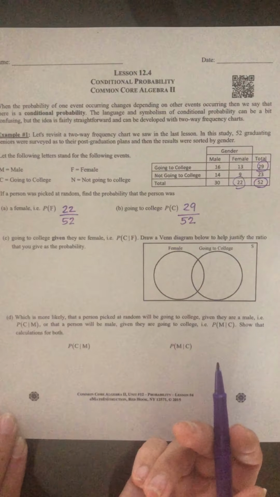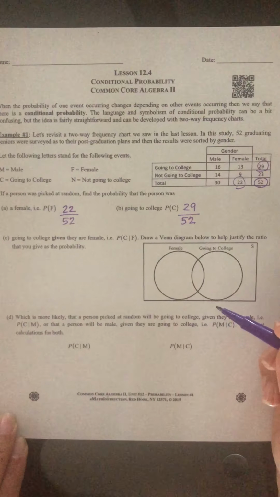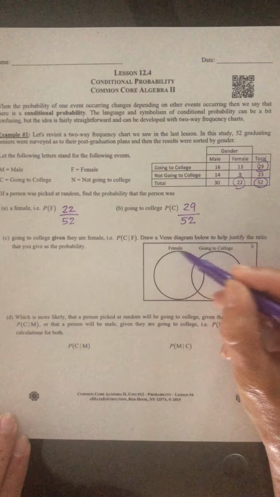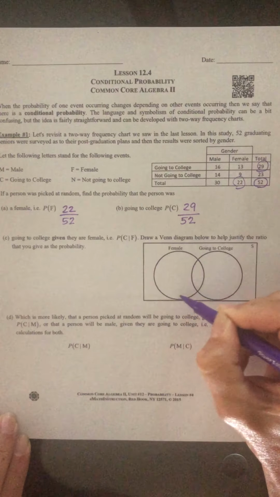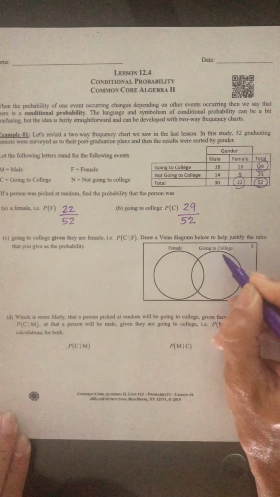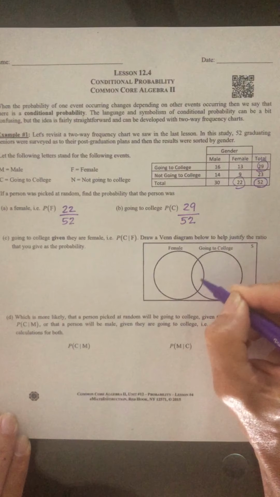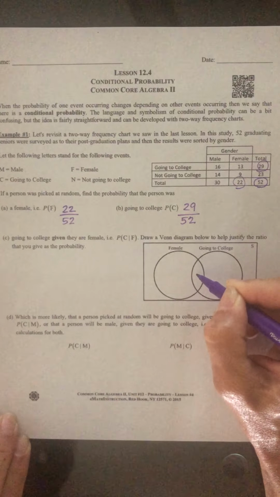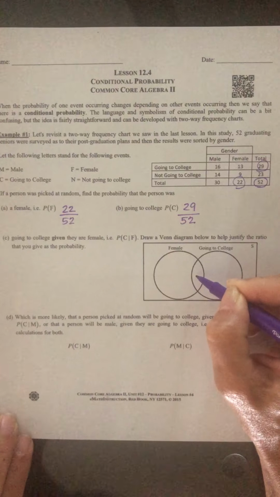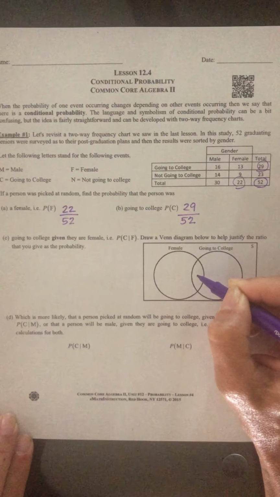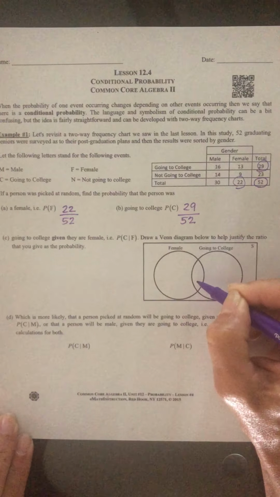Now, you can do a Venn diagram. It's been a while, so let's talk about Venn diagrams. We have the idea of female going to college. This whole circle here would represent the total number of females. This circle here would represent the total number going to college. This little middle intersection are the females going to college. When you're filling in a Venn diagram, sometimes it's easier to fill in the middle and work backwards. This little section is female going to college.